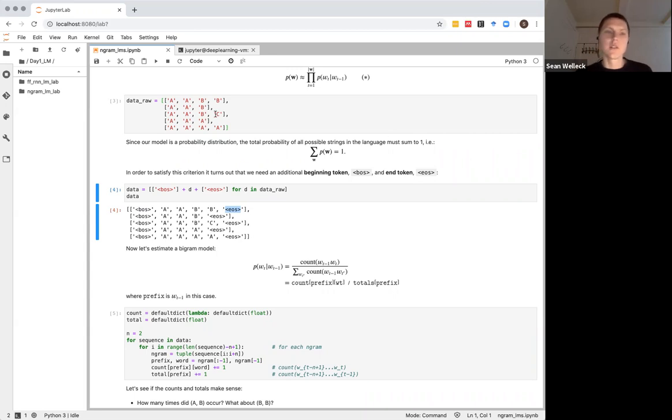And so yes, there's a question here. Each row is going to be a sentence. And a sentence in our case is just some sequence of tokens.